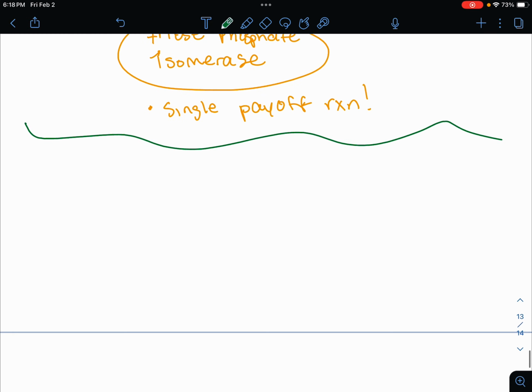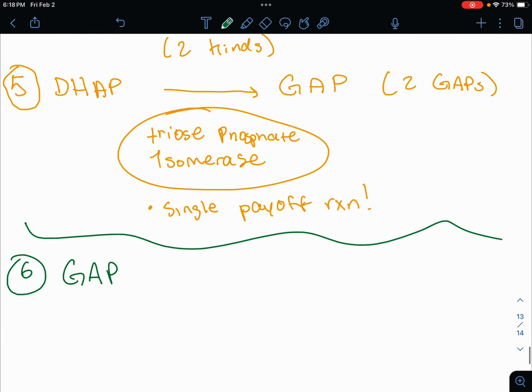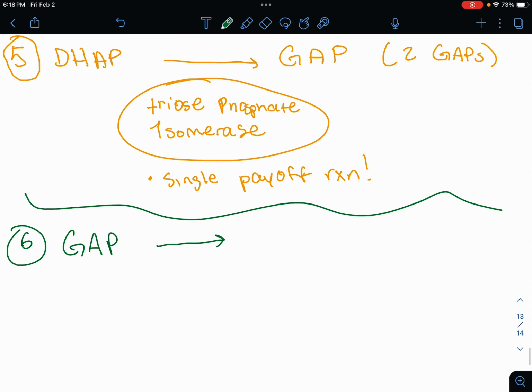Now let's talk about the payoff phase. Step 6, we're going to take our GAP. And again, this is going to happen technically twice. There's going to be 2 runs of this because we have 2 GAP molecules, but I'm just going to mention it as one right here to avoid overcomplicating things. All right, so our glyceraldehyde 3-phosphate is going to be transformed into 1,3-bisphosphoglycerate.